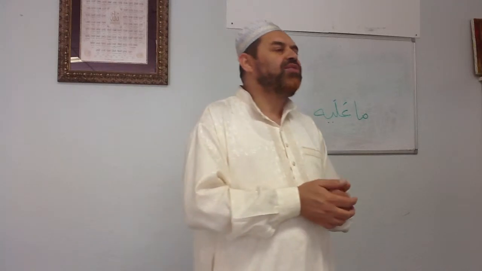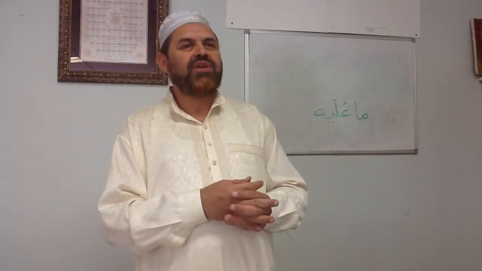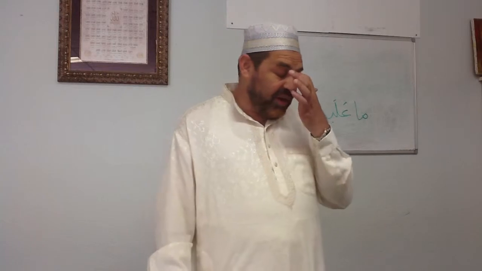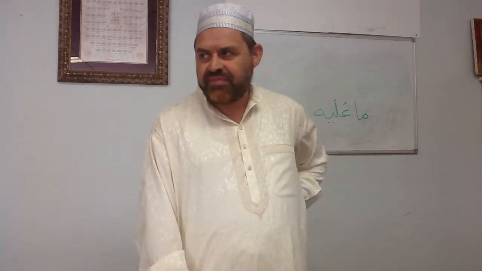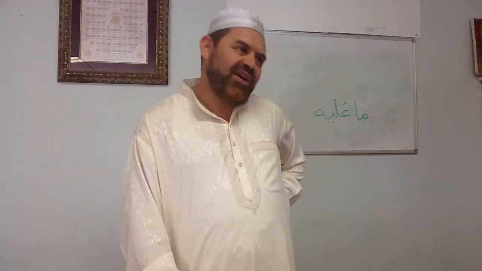Now, what should be the root of Latif? Lam, Ta, Fa. Lutf. Okay, what would be the root of Kabir? Kaf, Ba, Ra. Kibr. Okay, what is the root of Saghir? Sad, Ghain and Ra. Then Tawil. Ta, Waw and Lam. And Qasir. Qaf, Sad, and Ra. Very good.